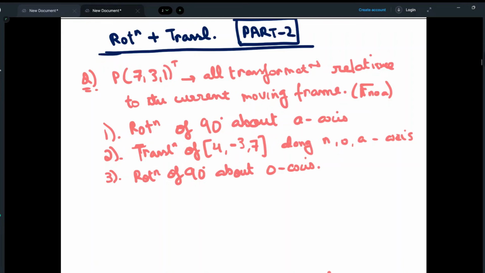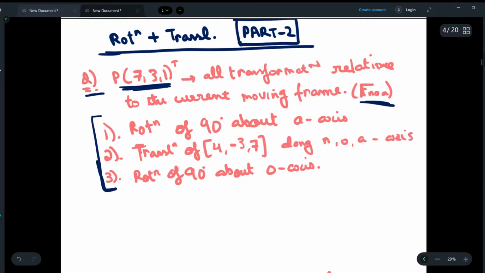Hey guys, welcome to part 2 of rotation and translation questions. In this question, we will be doing the translations for this point according to the frame FNOA. And this question is completely different from the one that we did in part 1. So if you haven't watched my part 1 video, do watch that and then come to this video.